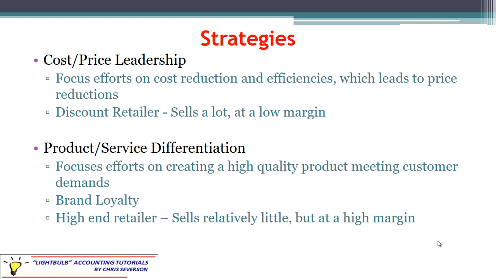So these are high-end retailers. You could be talking about technology, clothing, vehicles, electronics, really anything. These are the high-end retailers. They don't sell as much, but each unit they do sell has a much higher margin. So in the end, you could have one company that goes under cost price leadership, another company that chooses the strategy of product or service differentiation. They could both be equally profitable, but they do so by different means.